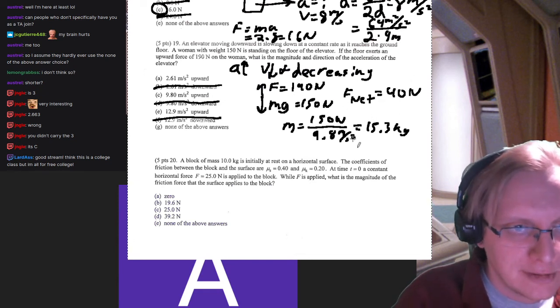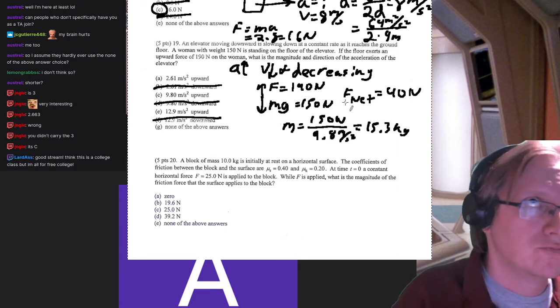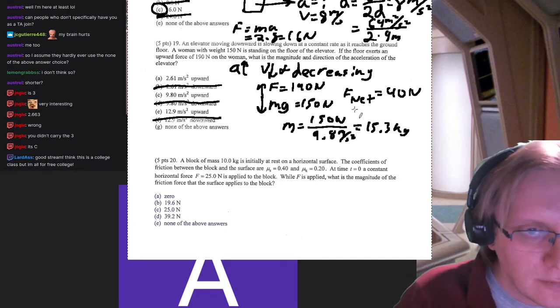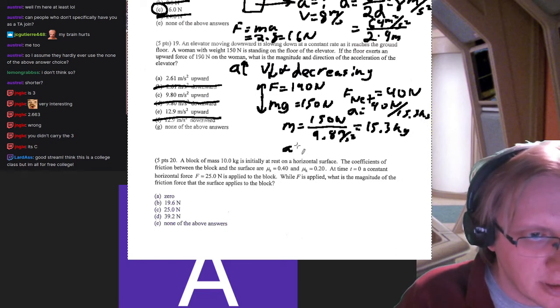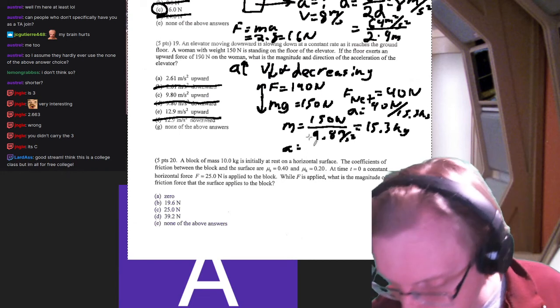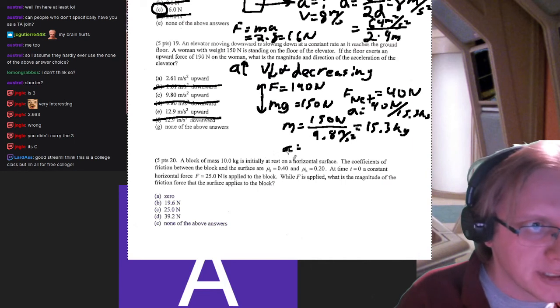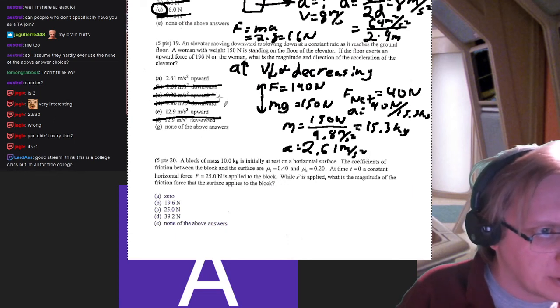Anyhow, Dr. Ford did not keep approximate numbers in mind. Anyhow, acceleration is therefore equal to our 40 newtons divided by 15.3 kilos. Our acceleration is therefore equal to 2.61 meters per second squared.